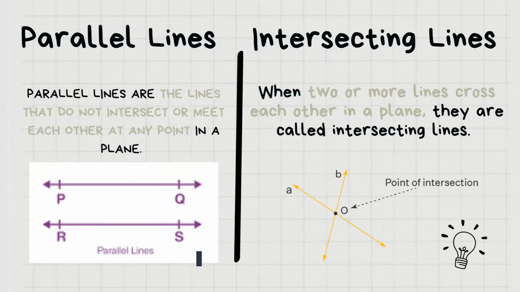Next up, we have parallel lines. Parallel lines are lines that do not intersect or meet each other at any point in a plane. Intersecting lines: when two or more lines cross each other in a plane, they are called intersecting lines, like the examples shown below, left and right.